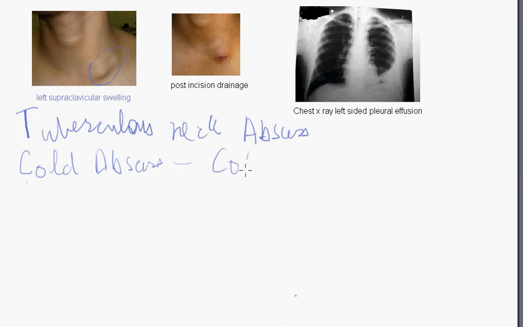Collar stud abscess. The lymph nodes are deep to the deep cervical fascia, but the abscess is very superficial, something like this. That's the deep fascia of the neck.